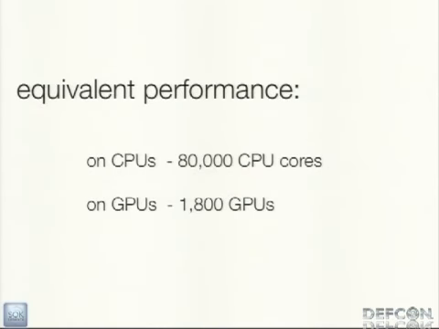If you look at equivalent performance, we just pulled up some benchmarks on CPUs and GPUs. On CPUs, to do it in under 24 hours, it would take about 80,000 CPU cores. Or on GPUs, about 1,800 of them. So just for an idea of scale, a 4U machine versus a data center full of GPUs or CPUs.